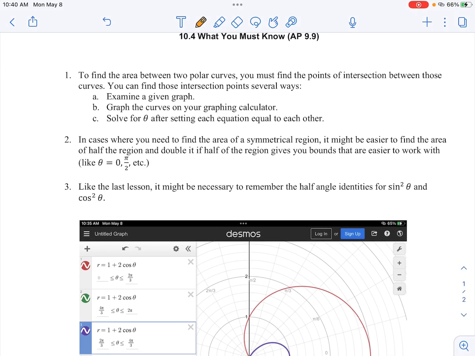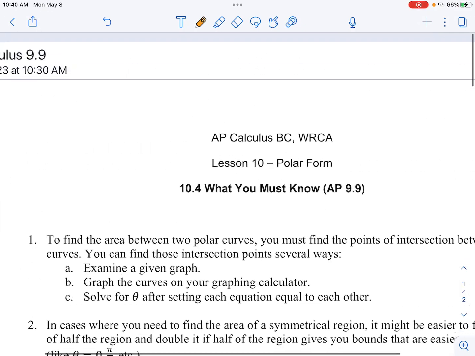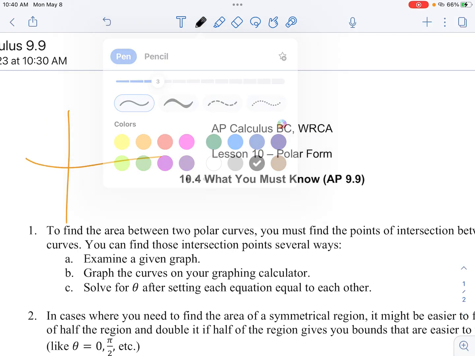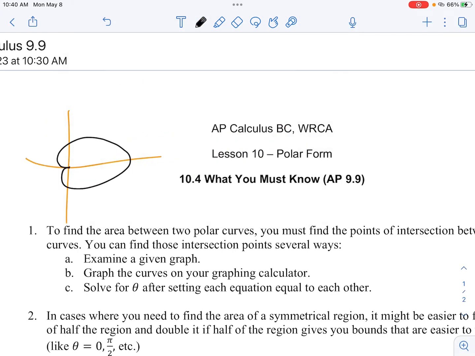Okay, so now we're going to look at the last topic in AP Unit 9. That's 9-9, finding the area between two polar curves. Basically, the idea is we could have a polar curve that maybe does this, and then another one that maybe does this, and maybe we want the area in here. And so we would need to find the area of two different parts.